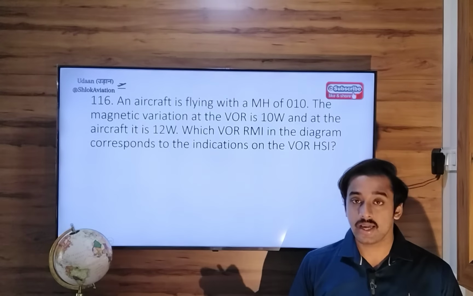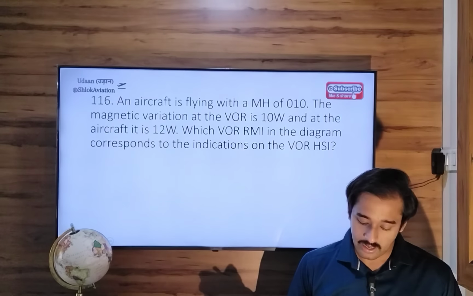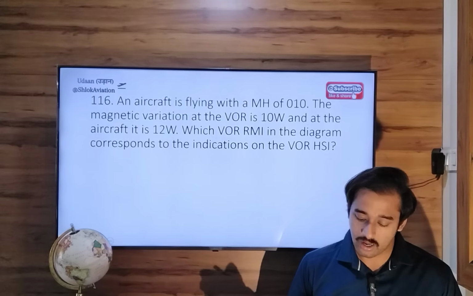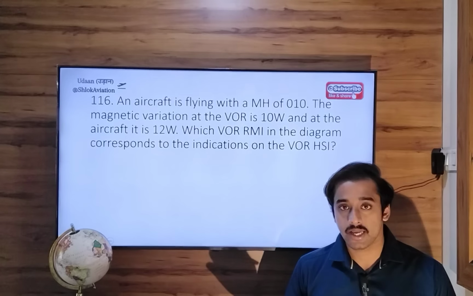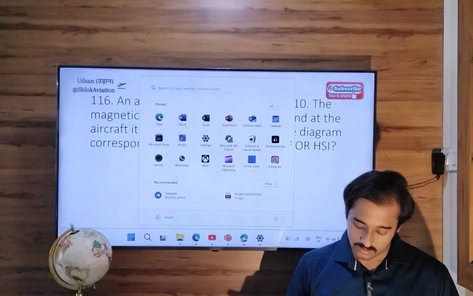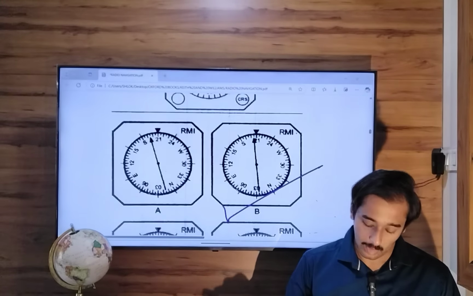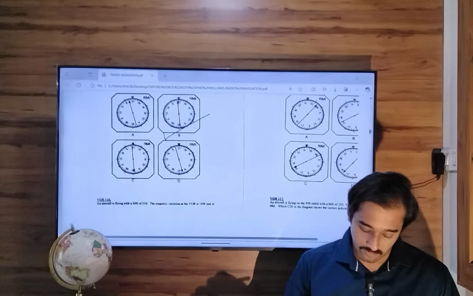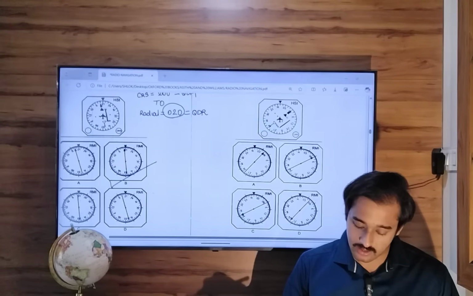Aircraft is flying on a heading of 010. And which VOR RMI corresponds to the HSI in the figure? This is your 16th figure, 116.